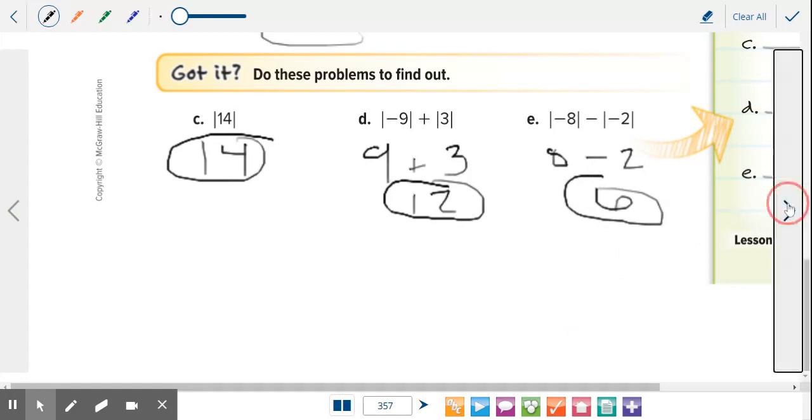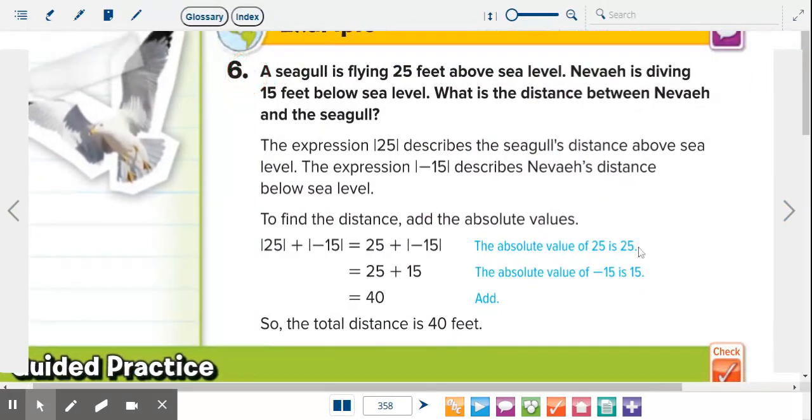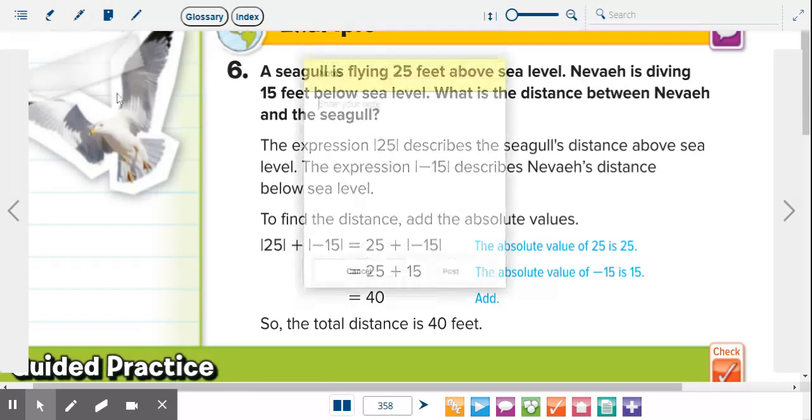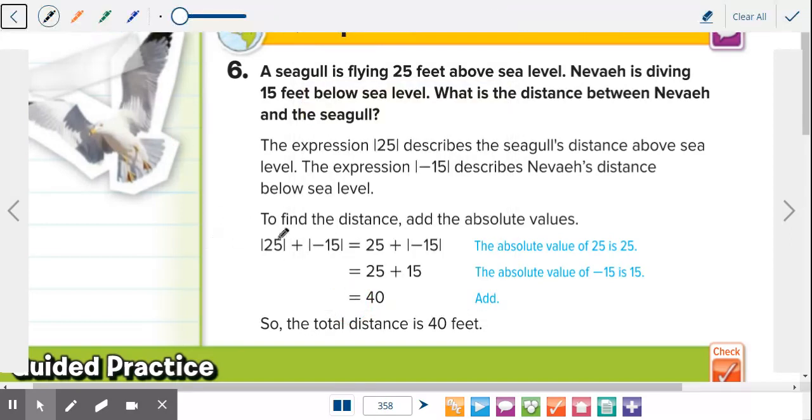All right, so on the next page, one more thing you're going to see is just a story problem. Doesn't change anything. You're just still working with absolute value. So a seagull is flying 25 feet above sea level. Nevaeh is diving 15 feet below sea level. So they want to find the distance between Nevaeh and the seagull.